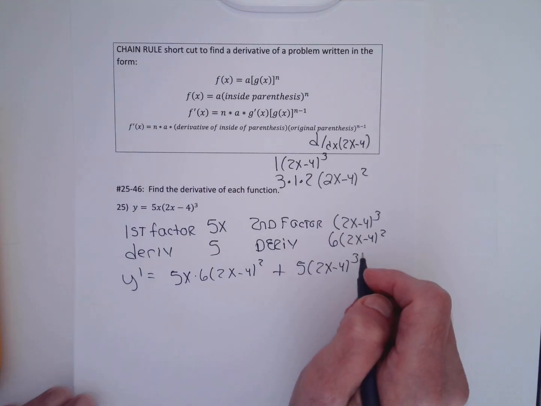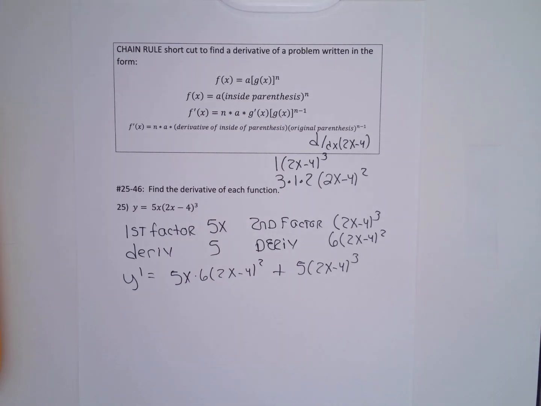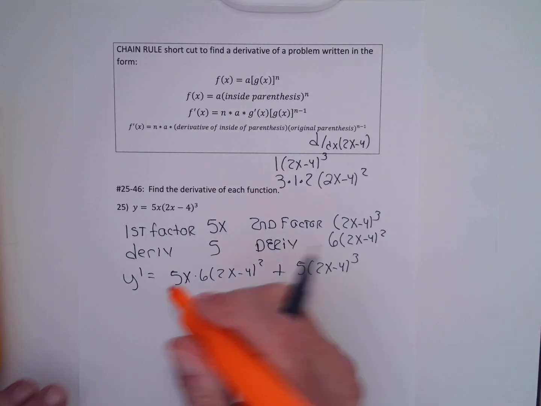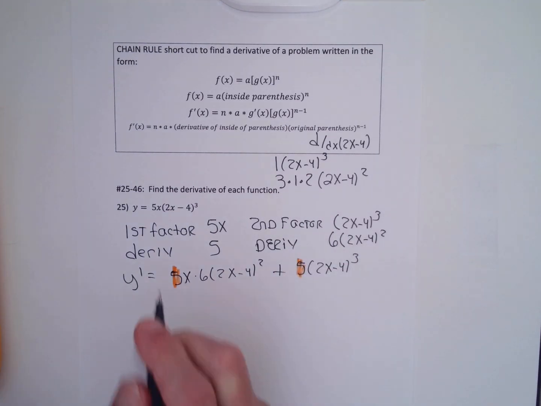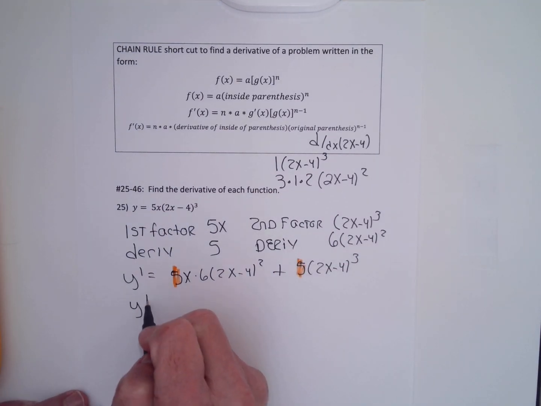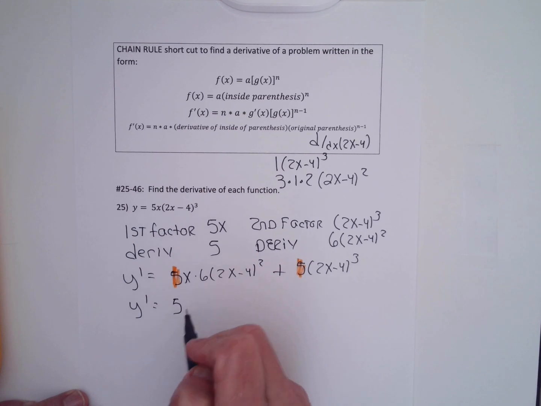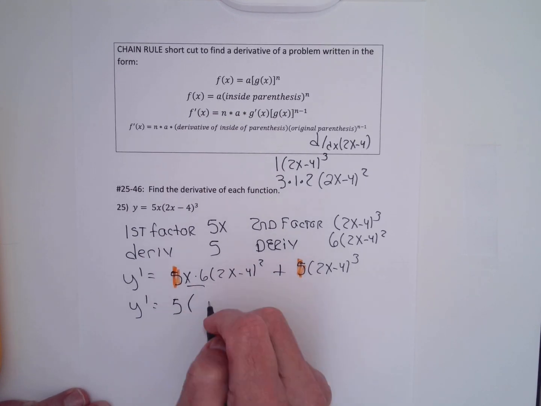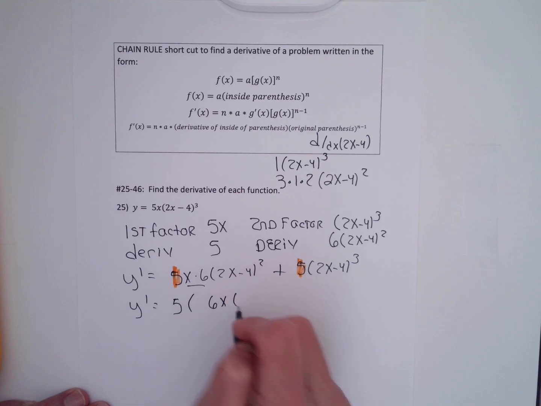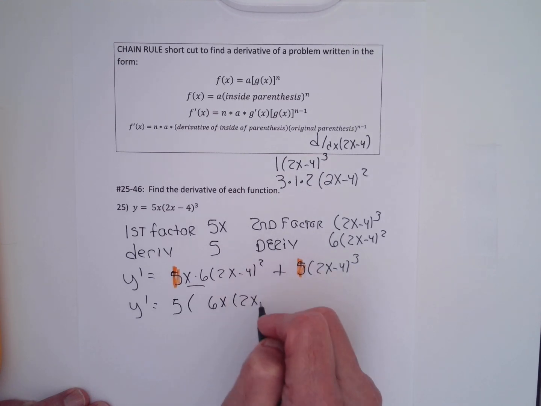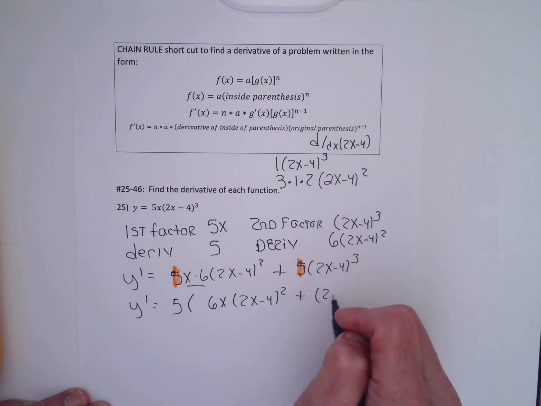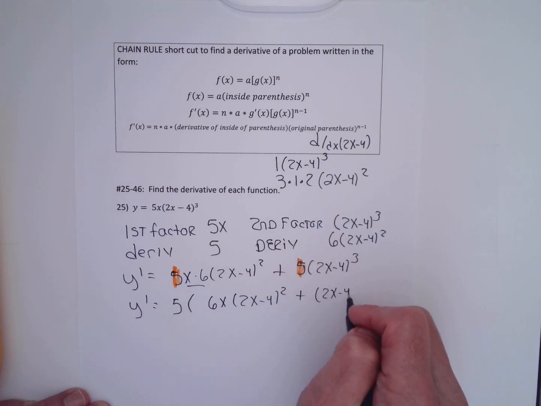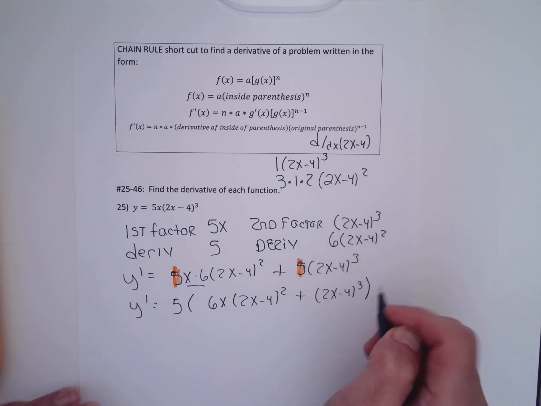This is the derivative. Now it's just a matter of cleaning it up by pulling out common factors. The first common factor I'm going to pull out is the easy one. They both have a 5 I could yank out. So I'm going to get the derivative is 5, and then this x times 6 I'm going to write as 6x times 2x minus 4 squared plus 2x minus 4 cubed, taking both the 5's out as a common factor.